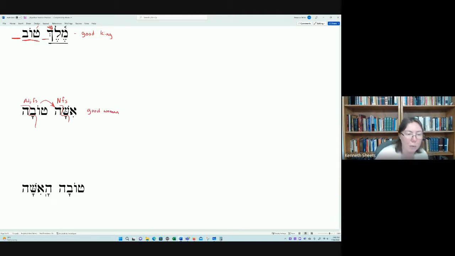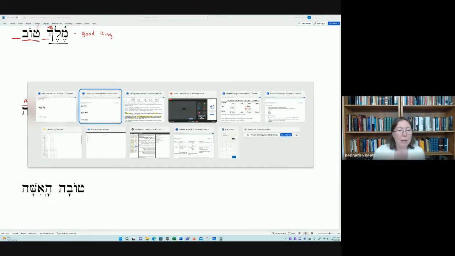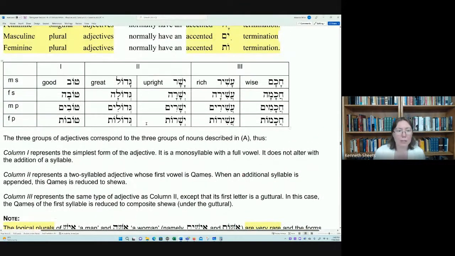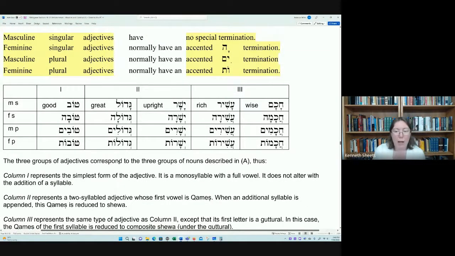woman as well. And so this is one of those ways in which we can indicate that the adjective and the noun go together, because the adjective and the noun are going to agree in terms of gender and number. Now, one thing to notice as we go through this as well: in certain instances, as we are dealing with the adjectives, there may be some changes in pointing that occur, especially if there is a movement of the accent.